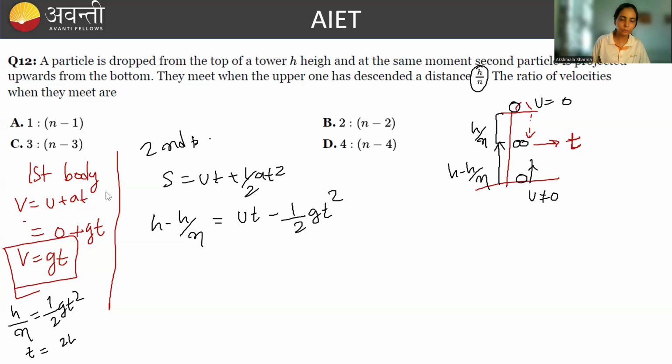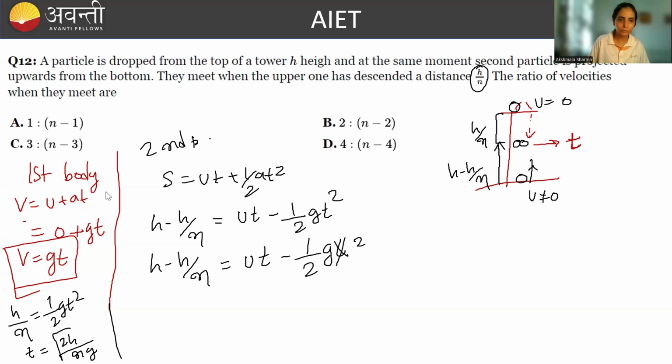t is how much? t square is 2h by ng. Okay, we can put that value of time here. h minus h by n equals ut minus half g t square. Let's first do this half g t square. If we put the value of t square, this will become 2h by ng. So this g will get cancelled, this 2 will get cancelled, and this is h by n. So this h by n will get cancelled, and h equals ut. Okay, so u is coming out something like this.